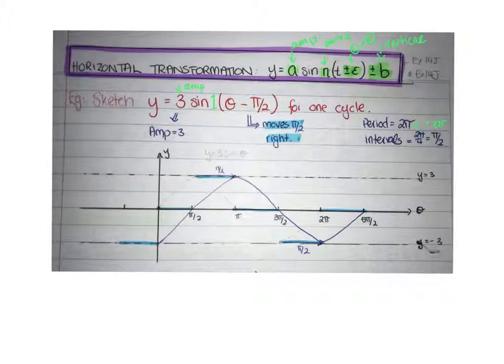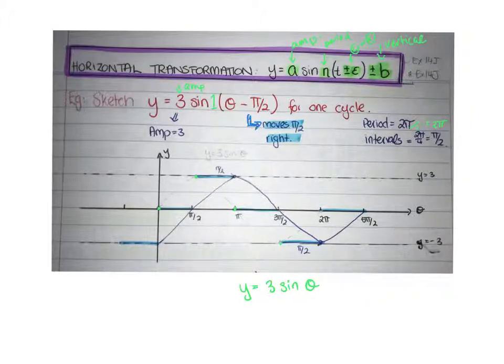Now, what I think the best way to do is, before we do this left and right movement, you should sketch the original graph without the movement. So I'm going to sketch 3 sine theta like normal. We saw that it should happen on pi on 2. So I've done pi on 2 as the intervals, so it's a positive graph, and I'm going to go through all the intervals.